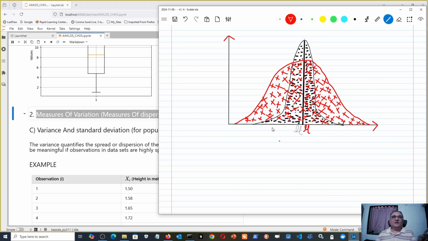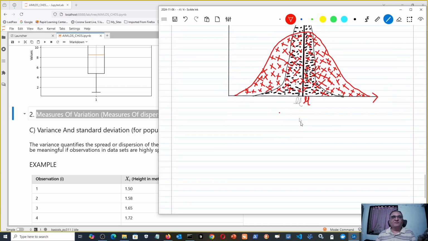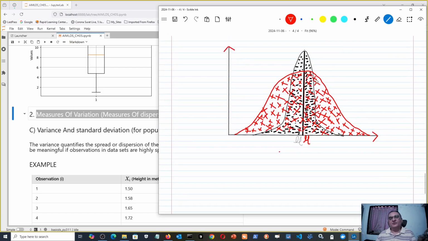Here there are two data sets. There are black colored data points, spread like this, and there are red colored data points, spread in this manner. Now the mean of both is the same, and I have taken a normal distribution for simplicity, that is the usual bell curve. So in that case, the median is also at the same location as the mean.